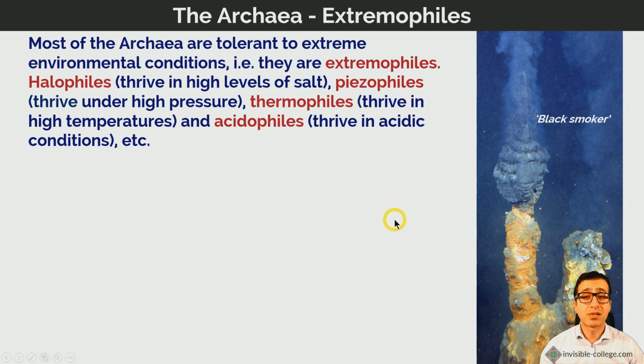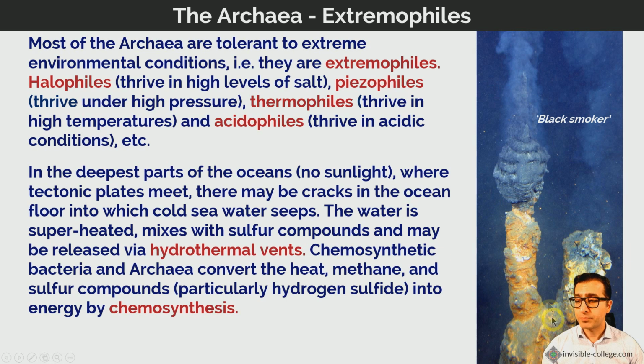So in the deepest parts of the oceans where there is no sunlight, it's not possible for photosynthesis to form the basis of a food chain, and the producers at those depths can't rely on photosynthesis to create their own food. Instead, they rely on chemosynthesis. An example of these would be these hydrothermal vents.